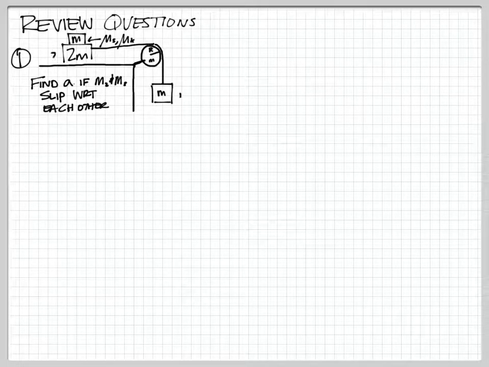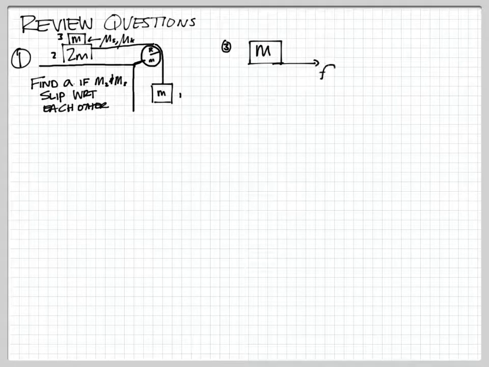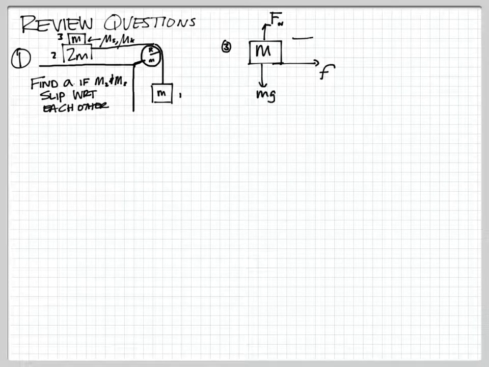So, to begin, 1 will be the hanging mass, 2 and 3 as shown. To begin, we're going to do free body diagrams. Let's start with the little mass on top, mass 3. With that, we're going to have friction pulling it that way because it's slipping, normal force up, and the weight down, and it's going to accelerate that way.